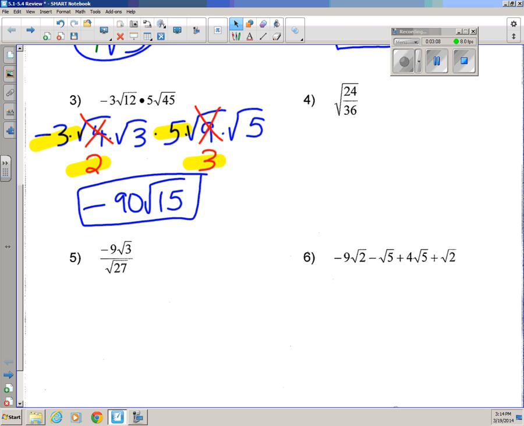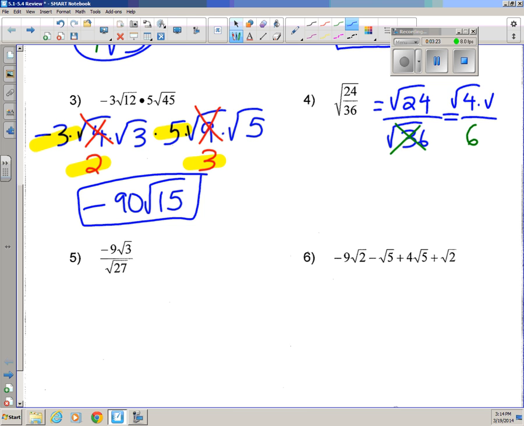Number 4, what I notice here is that where radical 24 can be simplified, radical 36 is a perfect square. So the square root of 36 is just 6. Radical 24 can be broken down into radical 4 times radical 6. The square root of 4 is just 2. So if I bring this all down together, I'm going to get 2 radical 6 over 6.